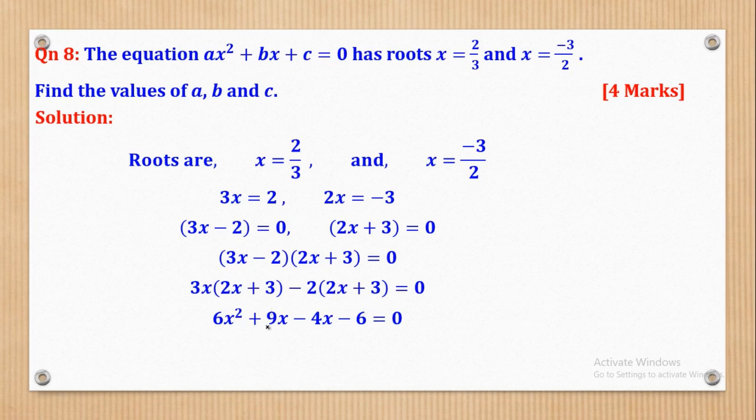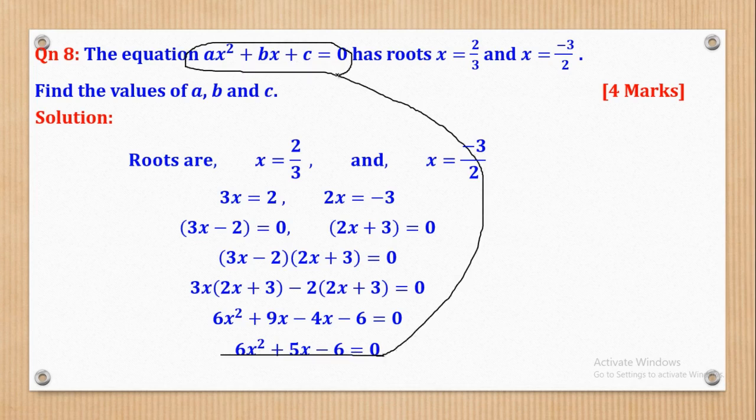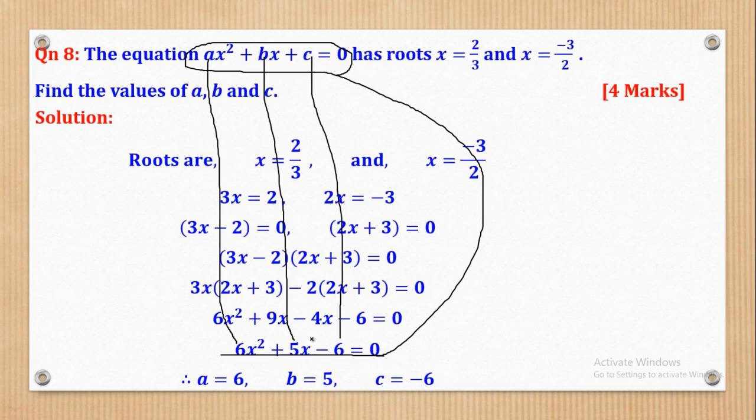So next is to collect like terms. This with this will give me positive 5. Therefore, in the end, I'll come up with 6x squared plus 5x minus 6 equal to 0. Now, when you look at this, it is in the form of the given quadratic, which is that. What does that mean? It means that this coefficient of x squared is our a, and b is the coefficient of x, and c is our constant. Therefore, a is 6, b is 5, and c is negative 6. So basically, that's what they wanted.